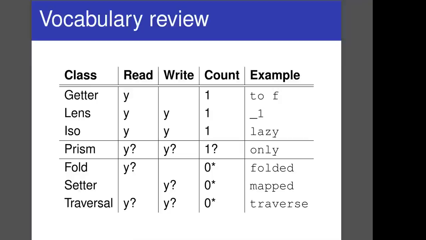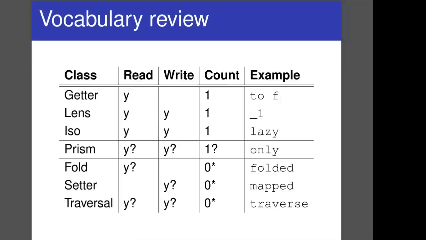What's the intuition for the name iso? It's an isomorphism. Okay. Yeah, so the example here, lazy: you've got a strict version of a byte string and a lazy version of a byte string. There is an iso called lazy that you can use in your lens composition, you'll just say blah, blah, blah, dot lazy, dot blah, blah, blah, and now you've turned a strict byte string in the midst of your traversal into a lazy byte string.